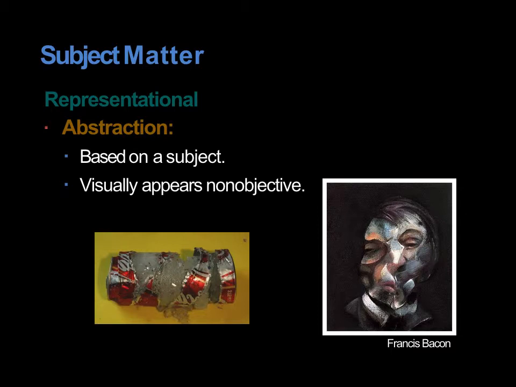Abstraction is the next kind of representational art. Although sometimes people think of abstraction as not representing reality, it still is based in reality. It's based on a subject matter. It can visually appear non-objective, but there's still something at that core that comes from the real world. So for example, in the Francis Bacon there, we still see a face. It's not a very realistic face. It's very distorted, but we still see some sort of base in reality.